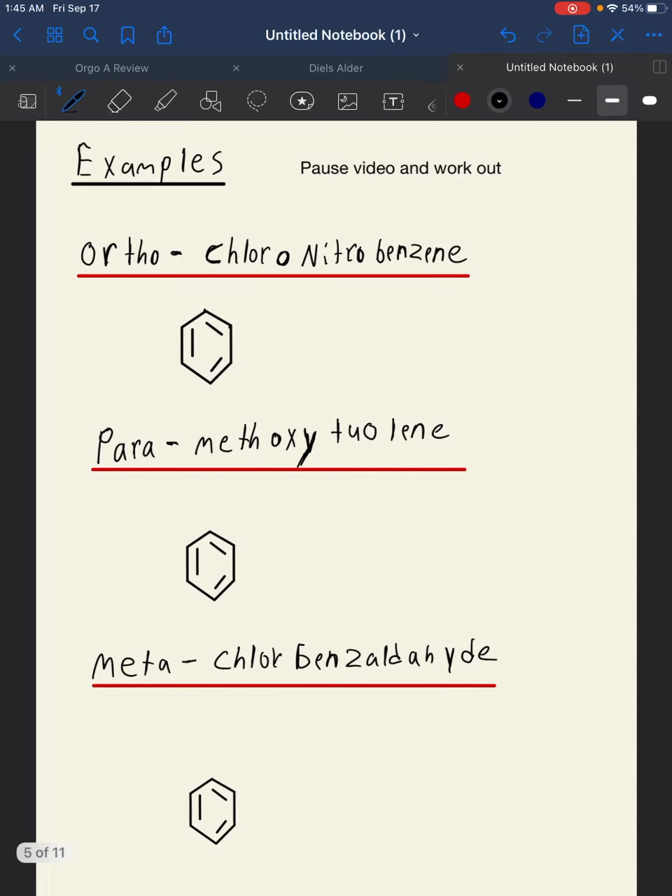So let's do some examples with these configurations. Now you guys can pause the video and work these out, but I'm going to answer them right now. So ortho, meta, para, remember. Ortho, side by side, so we would have a chlorine next to a nitro group. Para, we would have opposite ends, methoxy, and then we would have toluene, which is just a methyl.